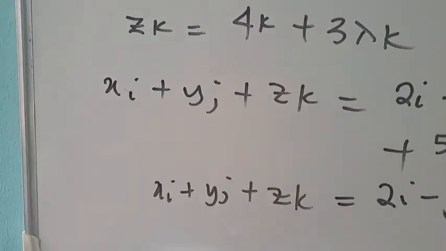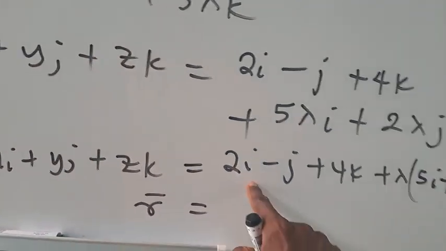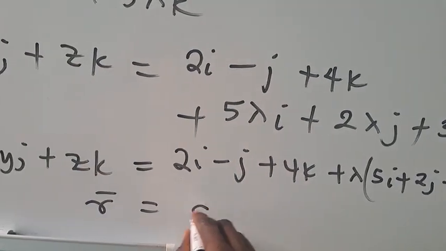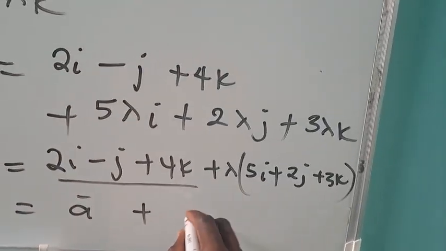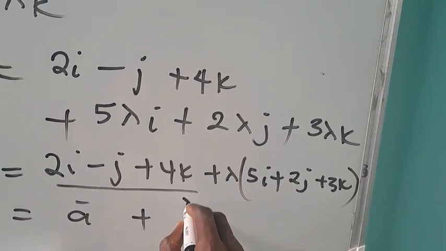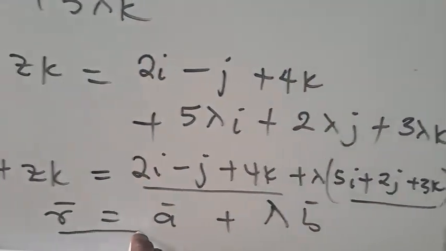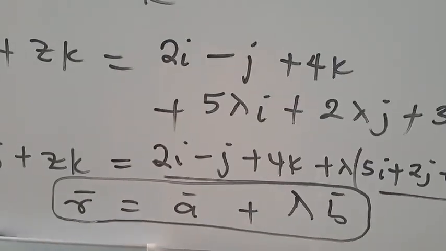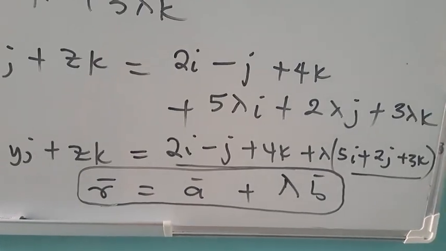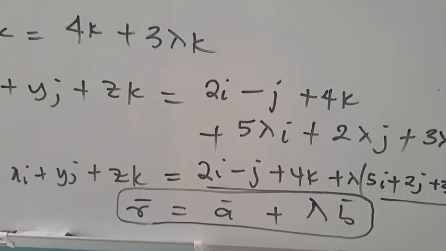Now, if this is our r, and this vector is vector a, then this one is vector a, plus lambda, here is our lambda, while this one is vector b. Which gives us back our vector equation. So use it and take some problems under Cartesian and vector equation space. Thank you so much.